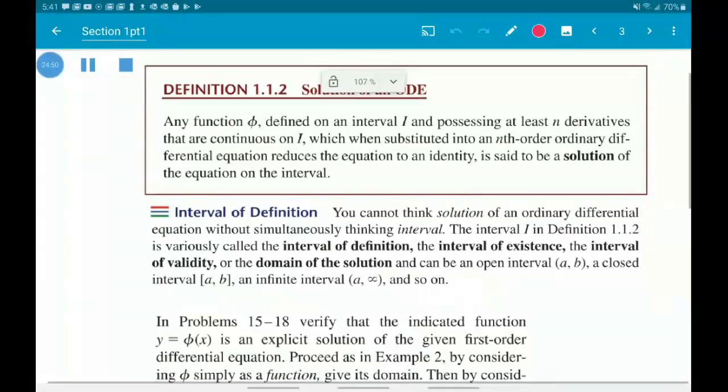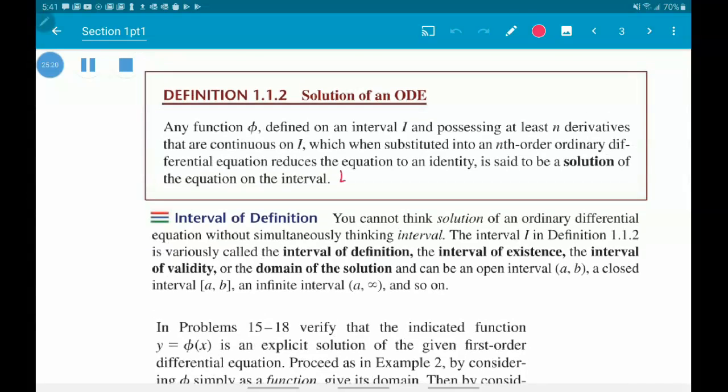So now let's talk about the solution of a differential equation. Any function phi defined on an interval I and possessing at least n derivatives that are continuous on I, which are substituted into an nth order ordinary differential equation, reduces the equation to an identity. Remember, an identity is something where you have the same thing on both sides. And that's said to be the solution of the equation on the interval.